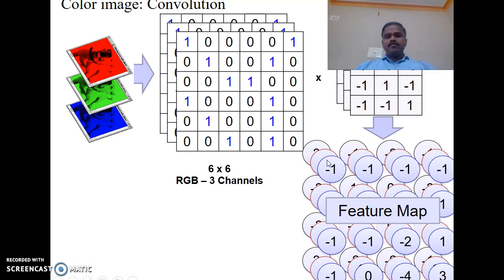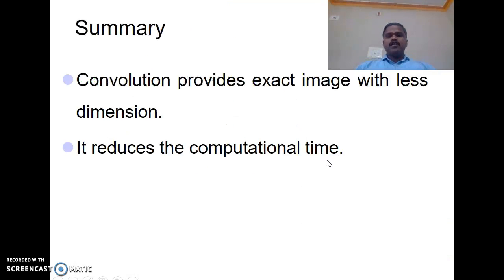To summarize, convolution provides the exact image with less dimension, so it reduces the computational time.